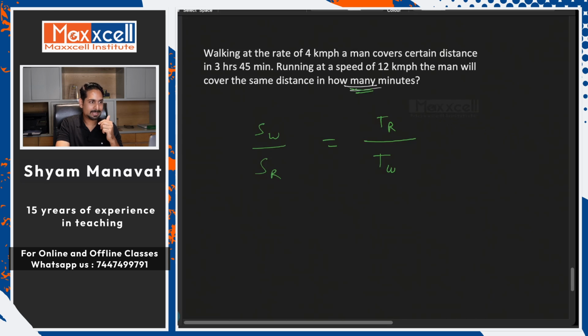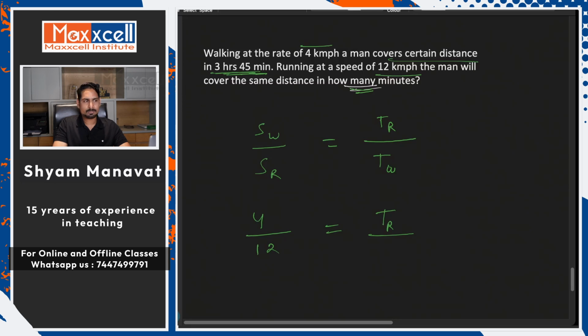Okay. Inverse. See SW here and TW here. Alright. Now let's substitute the value. While walking, the speed is 4 km per hour. While running, the speed is 12 km per hour. That's equal to time taken while running, that we need to find out, divided by time taken while walking. So time taken while walking is 3 hours 45 minutes.